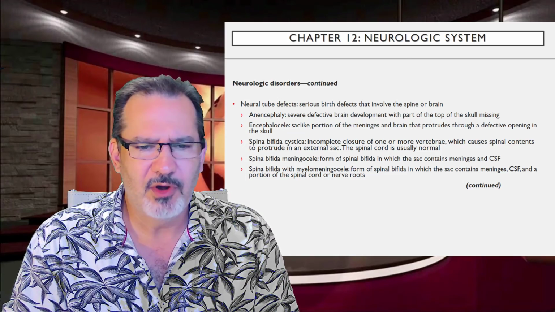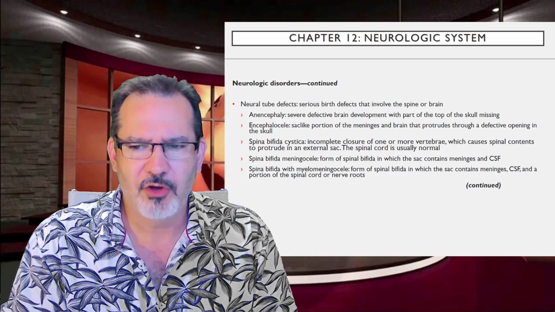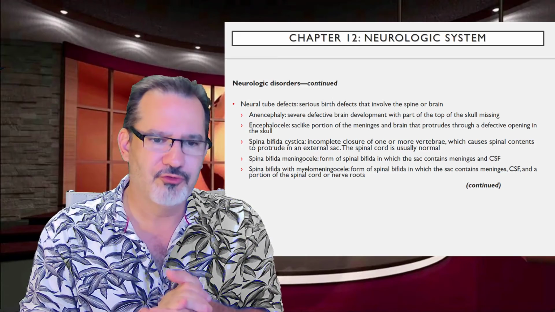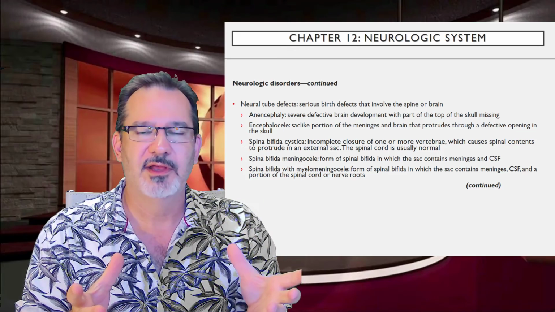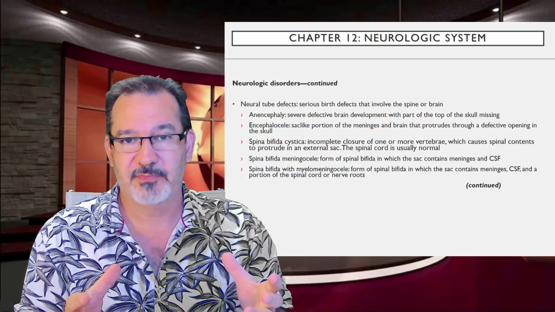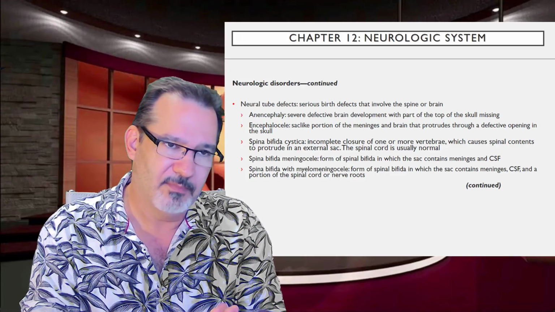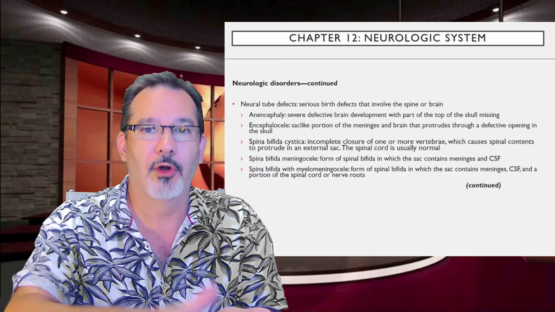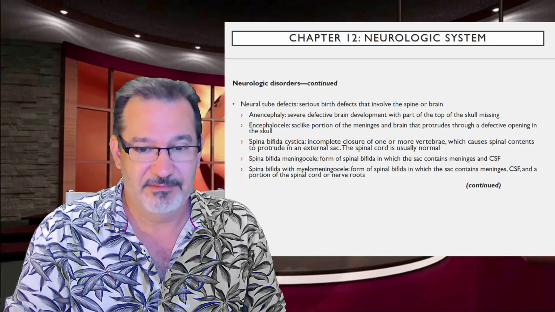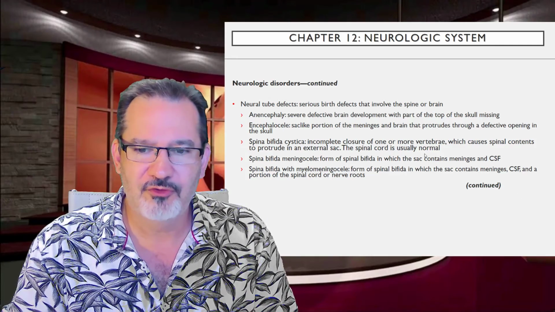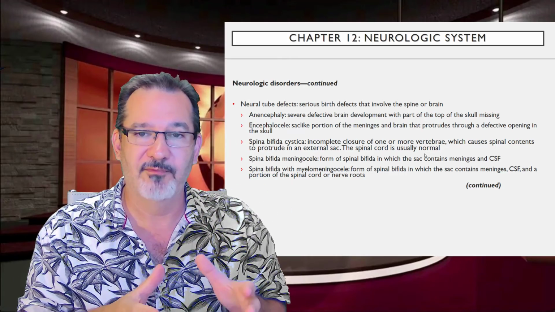And I like what we're in, spina bifida cystica: incomplete closure of one or more vertebrae, which causes the spinal contents to protrude in an external sac. So this isn't fully developed vertebrae that contain the spinal cord, and it allows the spinal cord to protrude into spaces that it shouldn't be. And I like how it says the spinal cord is usually normal. It's just that protective mechanism of having fully formed vertebrae isn't there.